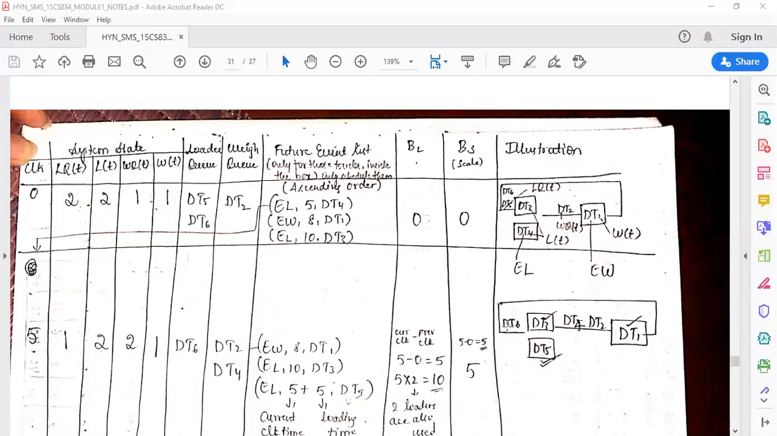Who is in the loader queue? Dump truck 6. Who is in the weigh queue? Dump truck 2 and dump truck 4. Next we have to check DT3, DT5, DT1. If you see the previous future event list, we have already written for DT1 and DT3, so I have to write for DT5. What type of time will you schedule for DT5? You have to schedule the loading time because it is at the loader.